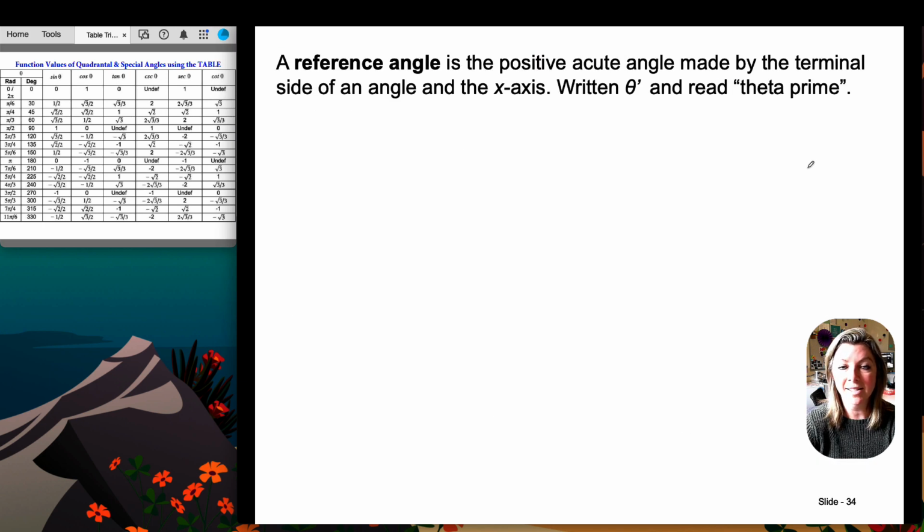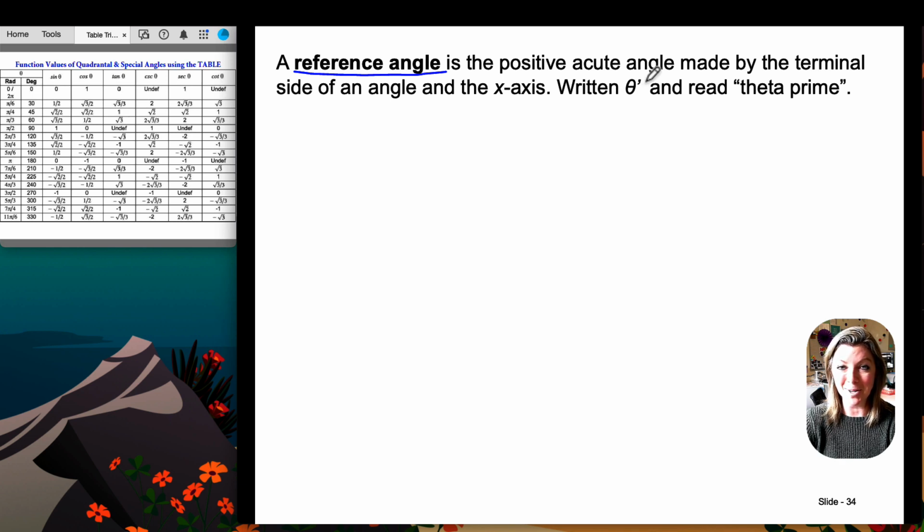All right, our next definition is a reference angle. A reference angle is the positive acute angle made by the terminal side of the angle and the x-axis. A reference angle is written with this Greek symbol right here, and that notation is read theta prime.